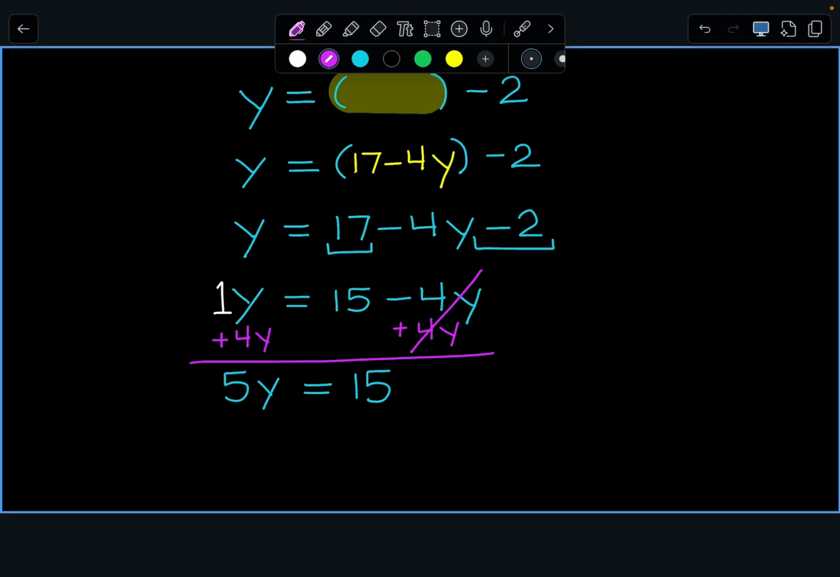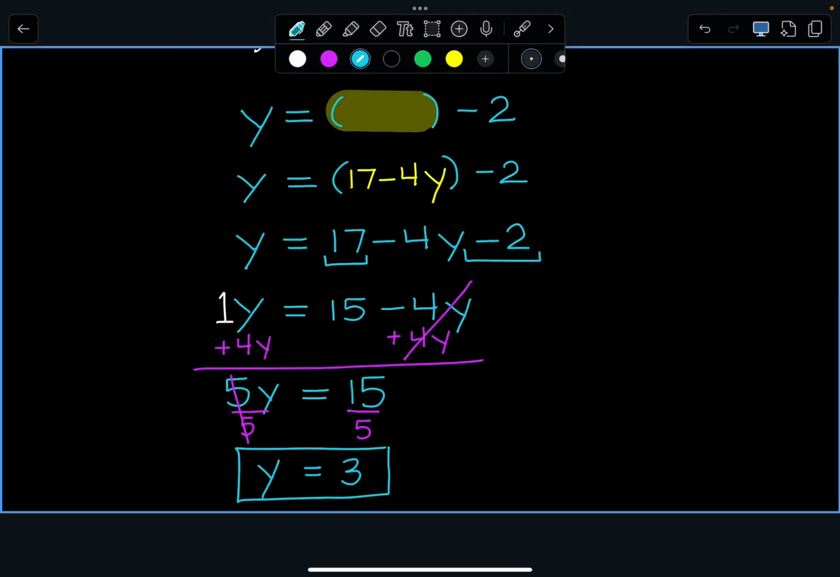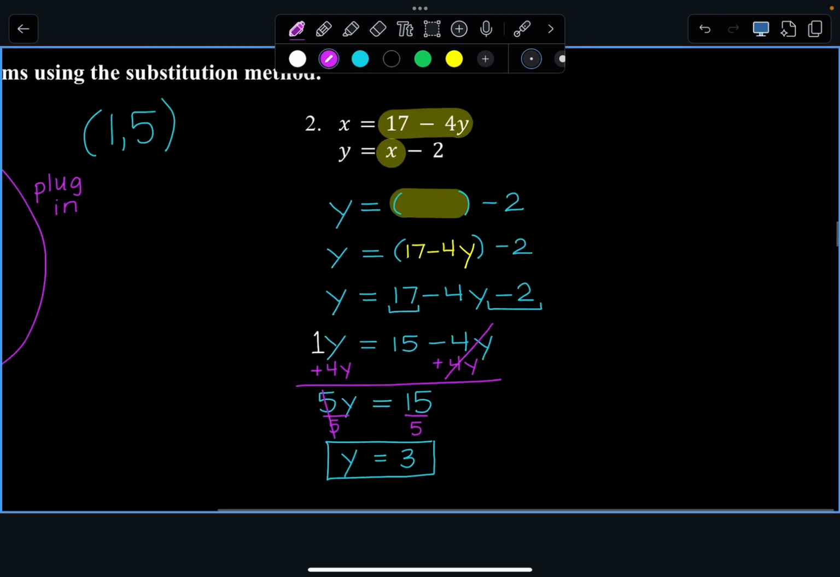To get y alone, separate the 5 from the y, so we divide by 5. So y equals 3. So this is just one of our letters. We're going to go ahead and plug it back in.